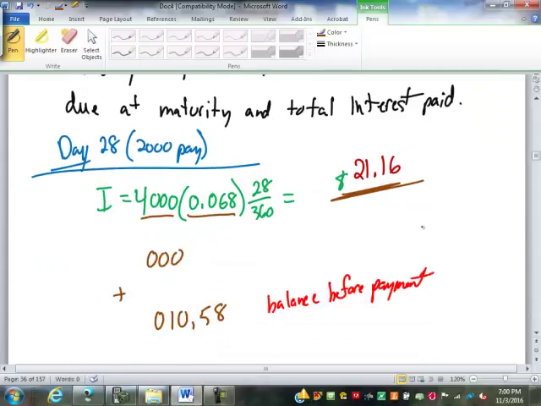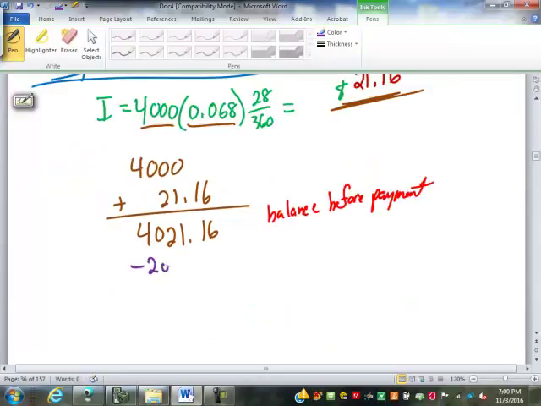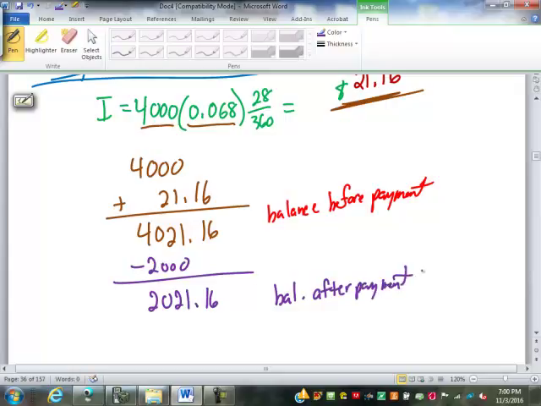So now we are going to take our previous balance of $4,000, and we're going to add to that the $21.16 of interest. Get $4,021.16. That is our balance before the payment. Now we subtract $2,000 payment. Get $2,021.16. That is our balance after the payment. Is everybody caught up, or anybody need me to pause to give them time to correct their notes? Okay.